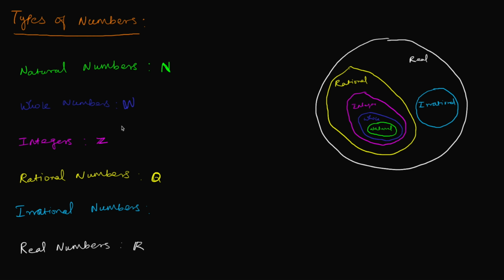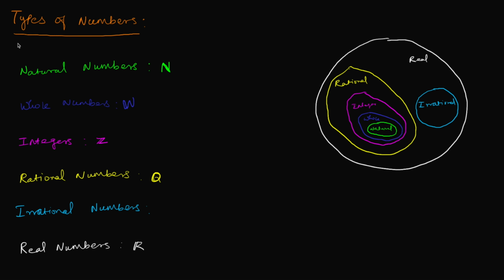Hello! In this video, we are going to look at types of numbers. There are 6 types of numbers. The first one we are going to look at is called natural numbers. These are called natural numbers because we use these numbers for everyday counting.